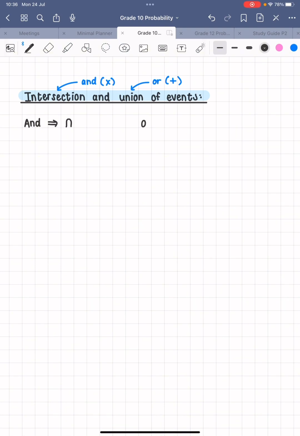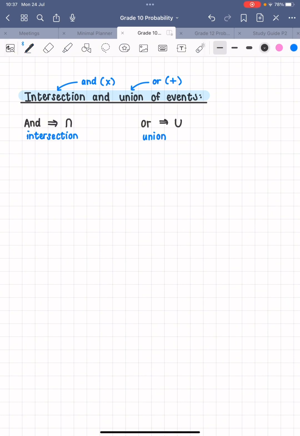And then for "or", the symbol that you can use is a very similar symbol. It is just upside down. So "or" is like a U, like union. Do you see how the three are kind of linked together? So "and" is intersection, the symbol looks like an N. "Or" is union, and the symbol looks like a U. Hopefully you will be able to remember those two.